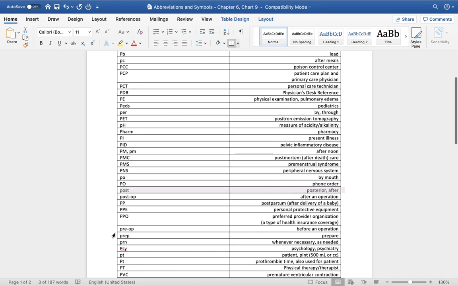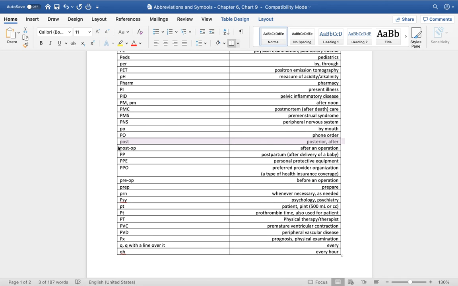Post is after, right? Or posterior, as in the anterior or ventral part of your body is the front. The posterior or dorsal side would be the back.